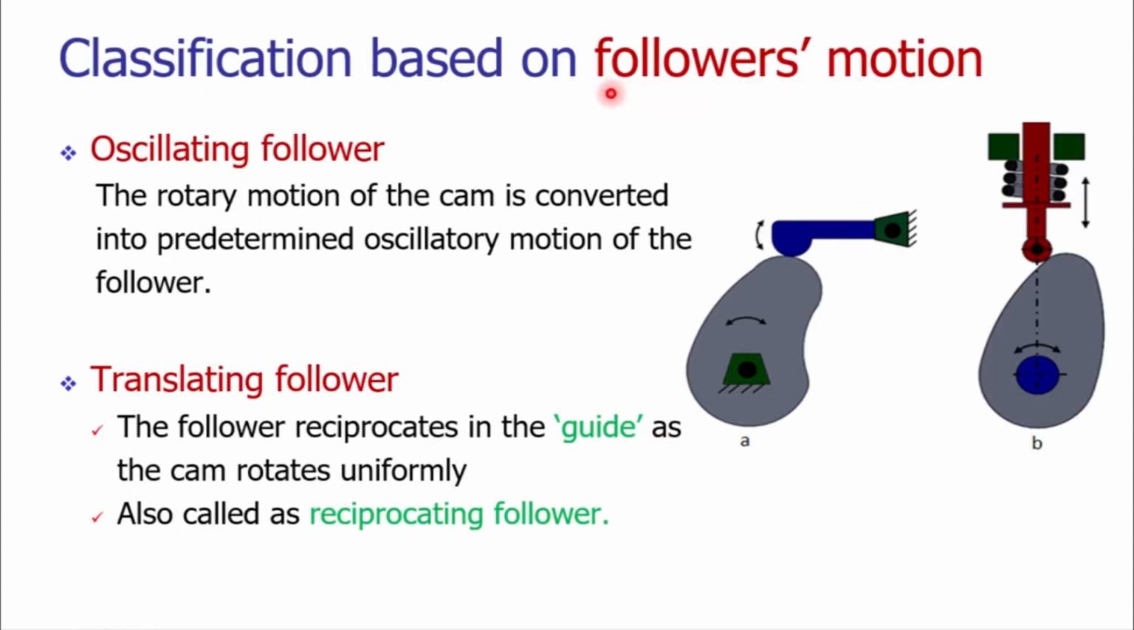Followers are also classified based upon the motion. We can have either the oscillating motion of the follower, or we can have the translating motion of the follower. Here you notice that the cam is rotating about its axis and it is generating the oscillatory motion of the follower, or the typical cam which is generating the translatory motion of the follower.